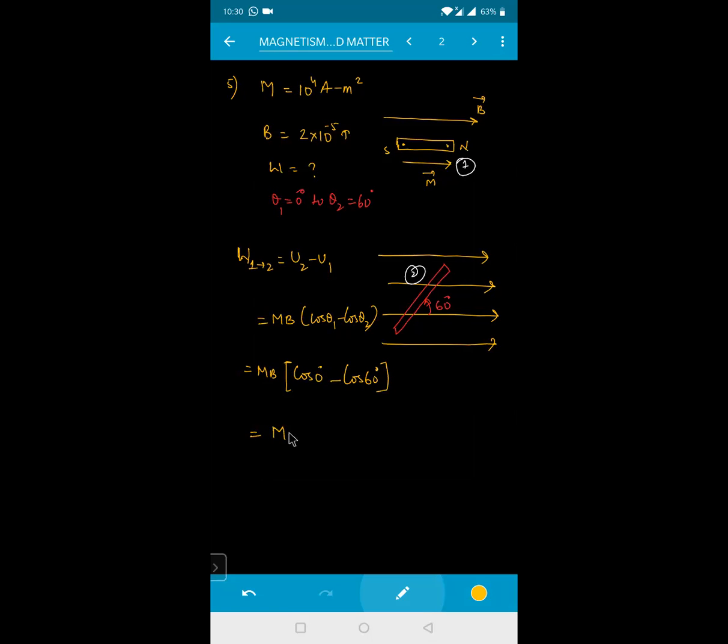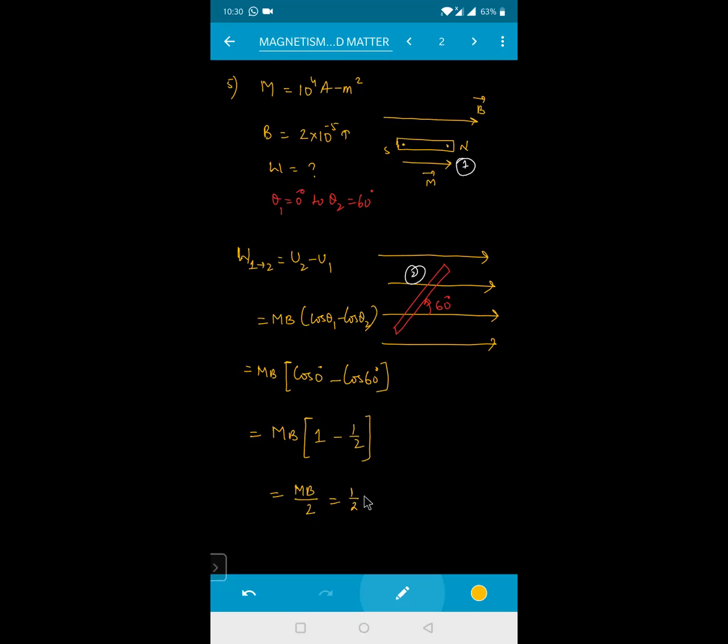Cos 0 is how much? Cos 0 is 1. 1 minus cos 60, which is 1 by 2. So 1 minus 1 by 2 is how much? 1 by 2. So it is MB by 2.